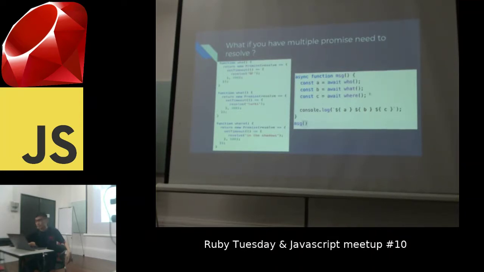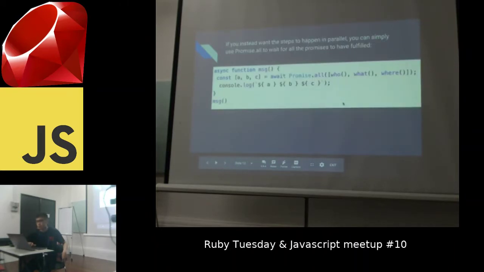That's why you can see it's like await who, await what, await where. It's the same thing, because as long as they're all happening asynchronously, you won't get past that third const C line until you're all done. Yep, true, with the await keyword.